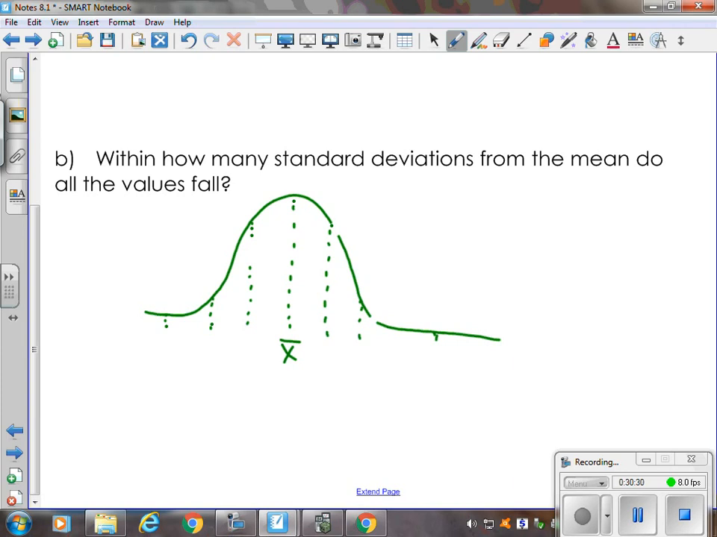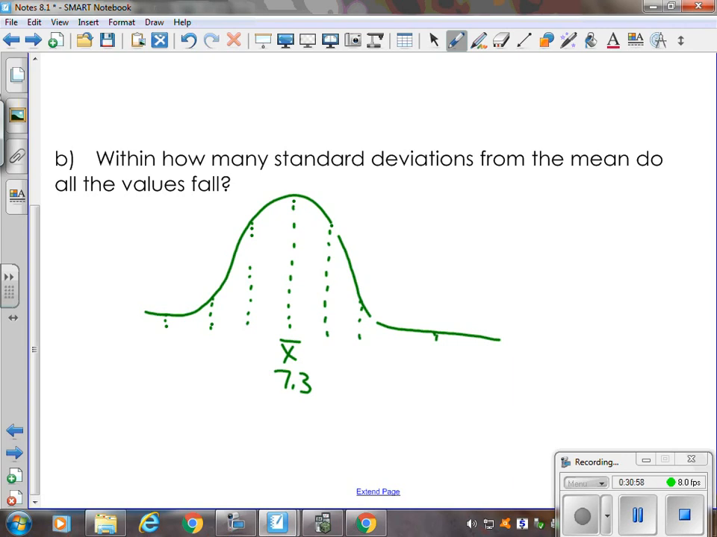All right, so what did your X bar come up to be for part A? 7.3, everybody agree? That's X bar for part A. What is the standard deviation for this problem? All right, 3.3. This is what I want you to do. This is a bell-shaped curve. This is what we call a normal distribution, okay?